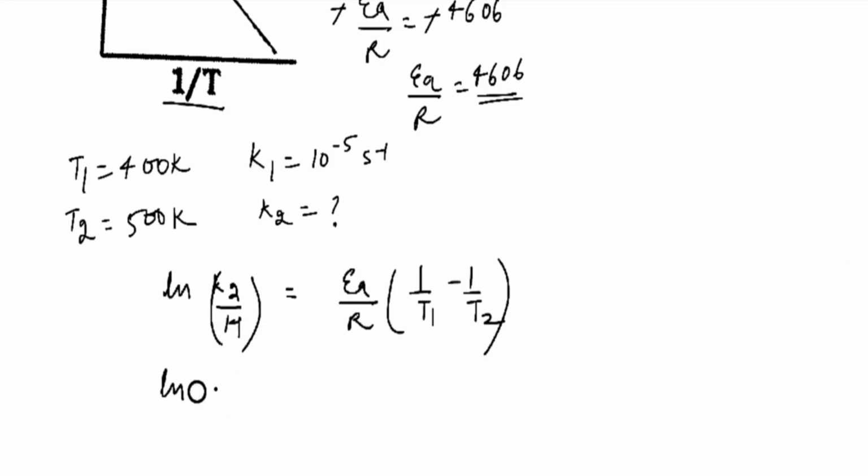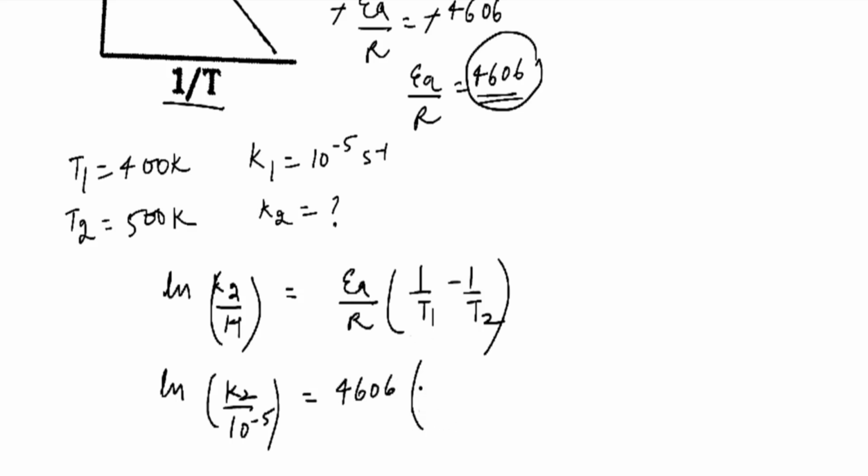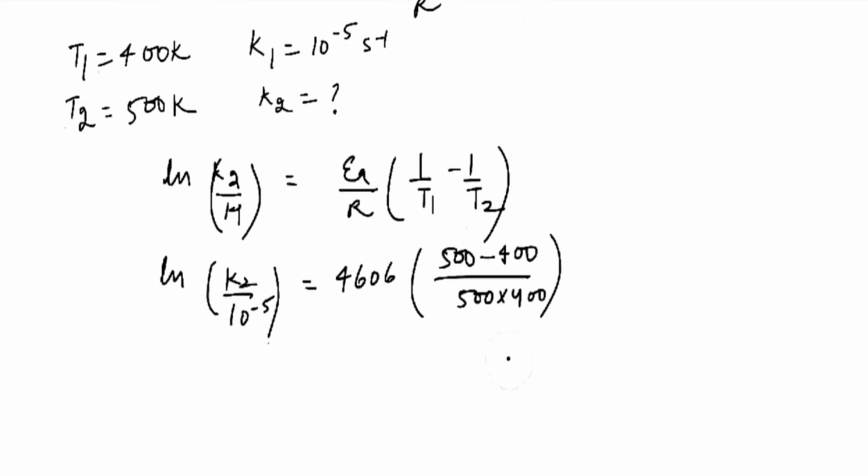Now we have to find the value of K2. K1 is 10 power minus 5, and the value of Ea by R is 4606. Now 1 upon T1 minus 1 upon T2 can be written as T2 minus T1 divided by T1 into T2, which is 500 minus 400 divided by 500 into 400, right? So when we solve this, we will get K2 divided by 10 to the power minus 5 is equal to e to the power 2.303.